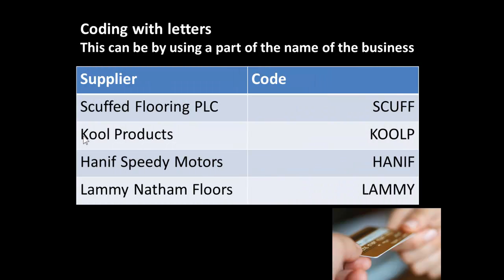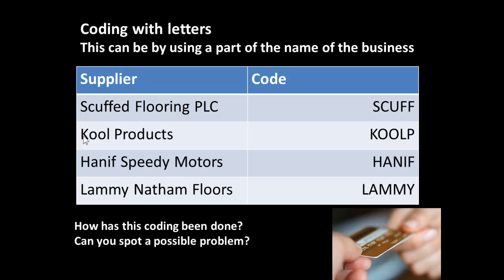So let's look at coding with letters. We do this by using a part of the name of the business. Here's an example. So how's this coding being done? We can look at the coding for Scuff Flooring PLC, which is SCUFF, for Cool Products, KOOLP, and for Hanif Speedy Motors, Laminating Floors. Okay, have you spotted the code? And can you spot a possible problem here?